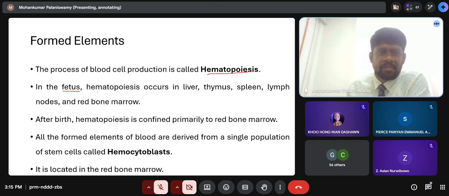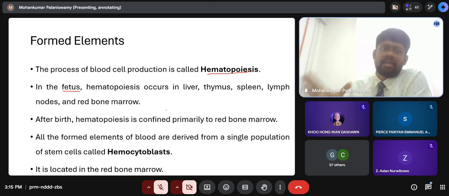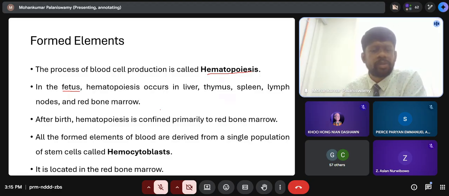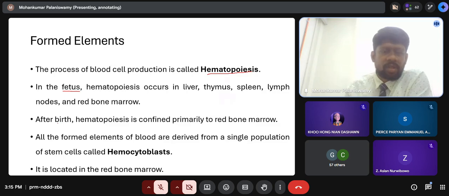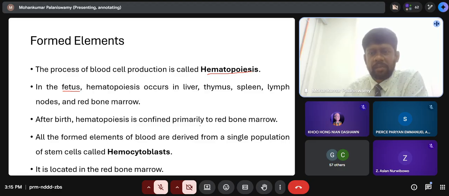So in the fetus, hematopoiesis occurs in the liver, thymus, spleen, lymph nodes, and red bone marrow. These are all the places where the blood cells are produced in the fetus. But once the baby comes out of the mother, that is after birth, hematopoiesis primarily occurs only in the red bone marrow. This is the only place where blood cells are produced after birth.